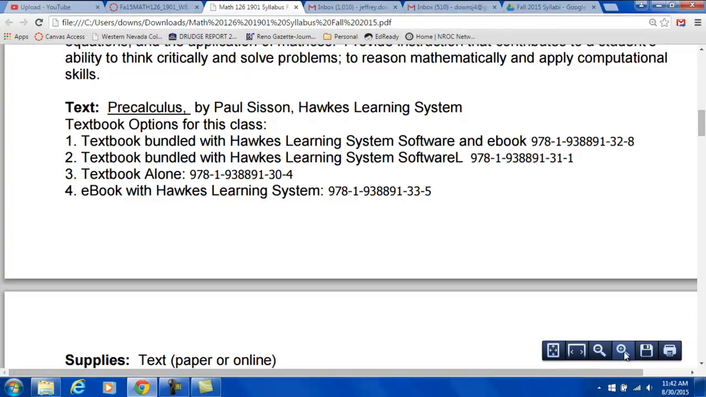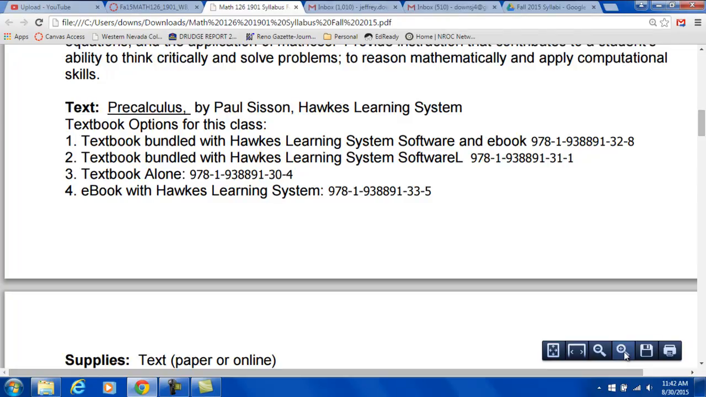Okay, it's not the first edition. And there are the choices. You can just go with the textbook bundled with the software and the ebook. That's actually everything. Or you can go with the textbook bundled with the software. You can go with just the textbook by itself, or you can go with just the ebook by itself.